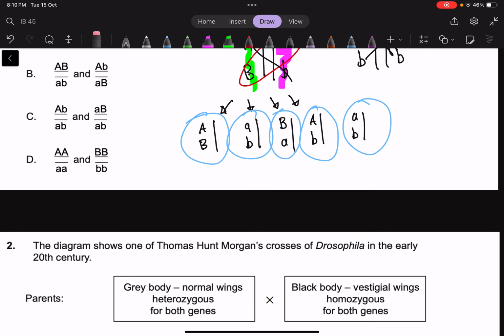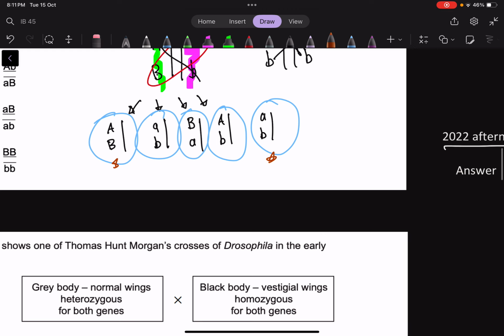Okay, now we combine these. So we know fertilization happens between this one and this one, between the second one and the third one and fourth one. So I'm just going to write it again. This one and this one, between this one and this one, and between this one and this one. Okay, so let's do that. So this one and this one combine. I'll draw them up here. We're going to end up with like this.